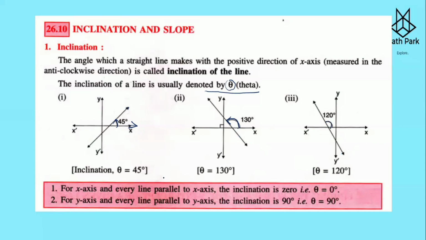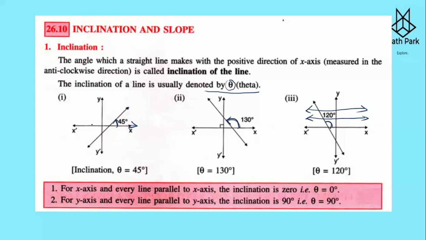For the x-axis, every line parallel to the x-axis has inclination 0. Since there is no angle, this is a 0 angle, so this inclination is 0. Any other line drawn parallel to the x-axis again has inclination 0. Any line parallel to the x-axis, the inclination will be 0.